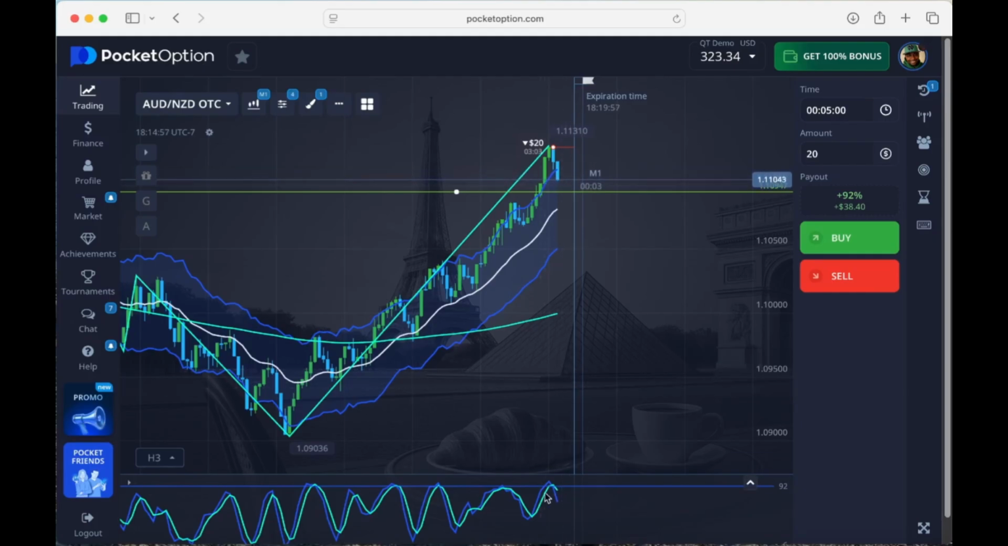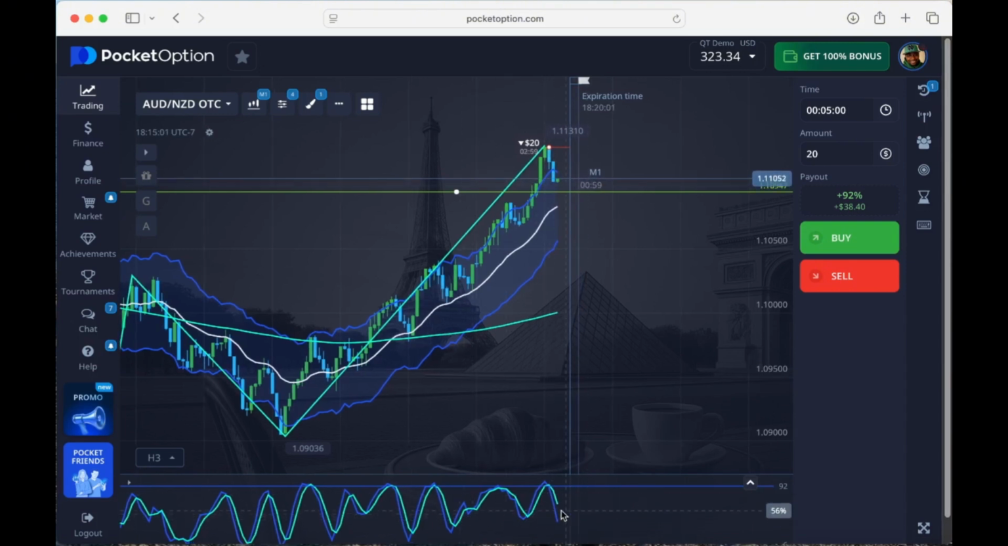All right, so the market is currently moving down, as you can see with the stochastic. Now this is still considered an uptrend because the candles are above the 200 moving average. If they're below the 200 moving average, that means it's a downtrend.